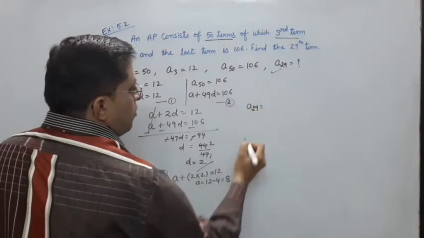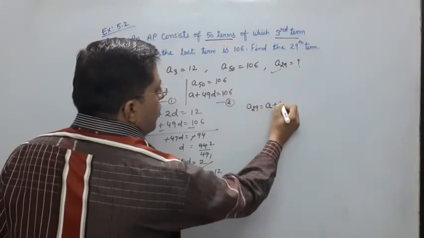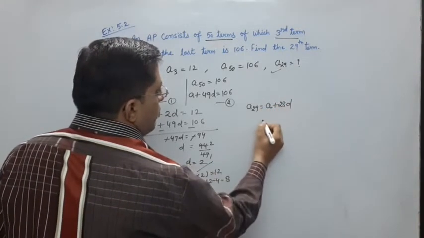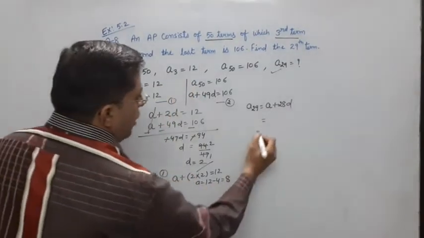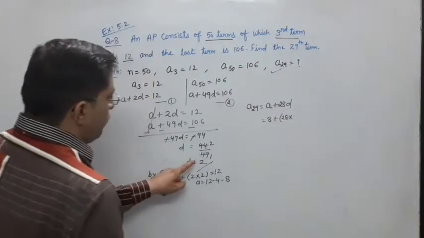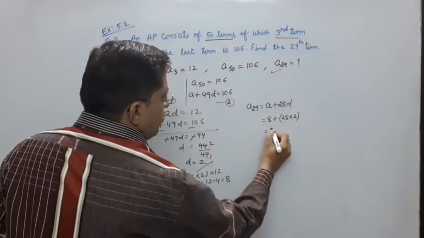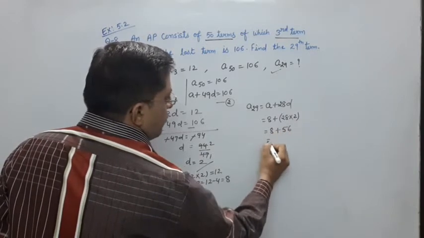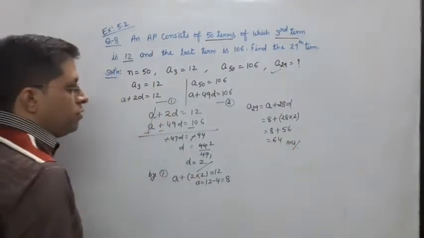A29 means A plus (29 minus 1)D. It means we can write A plus 28D. A is 8 plus 28 into D, which is 2. 28 into 2 is 56. This will become 64. This is your answer.